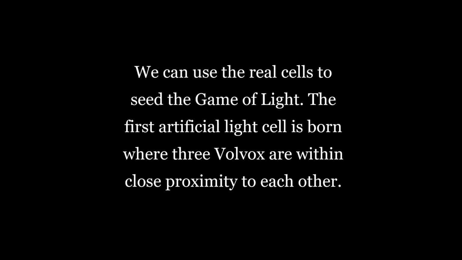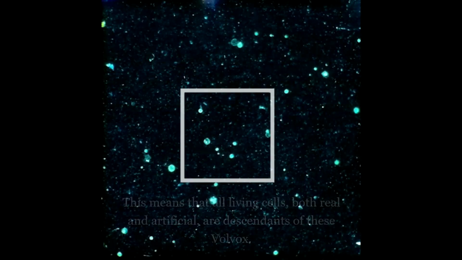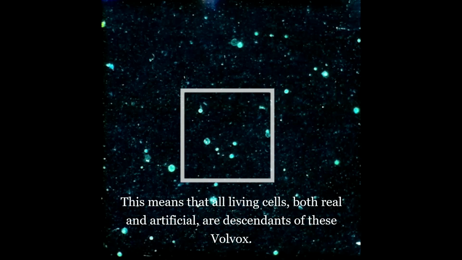We can use the real cells to seed the game of light. The first artificial light cell is born where 3 Volvox are within close proximity to each other. This means that all living cells, both real and artificial, are descendants of these Volvox.